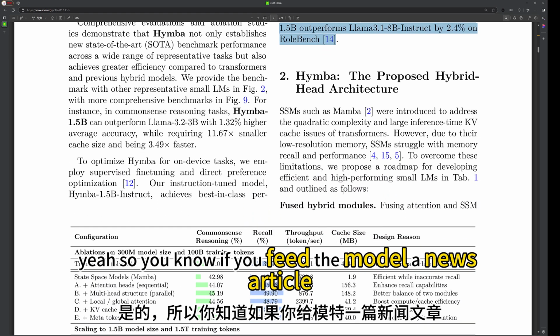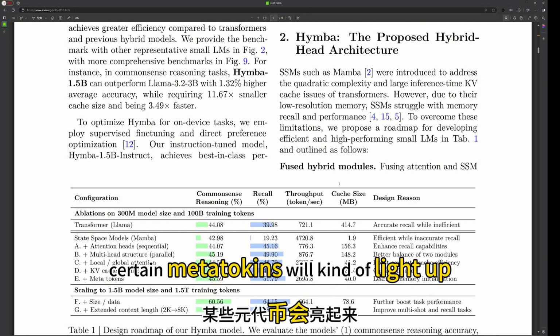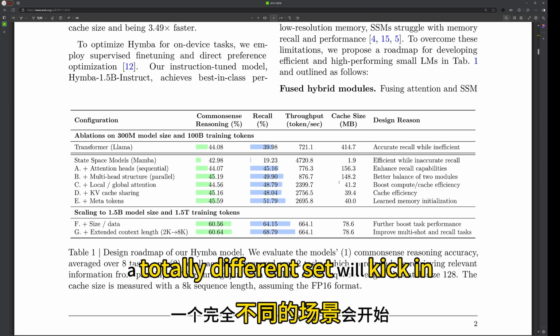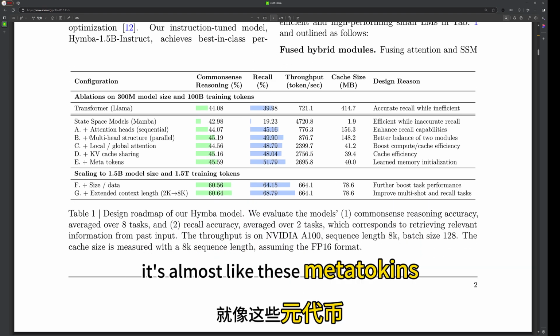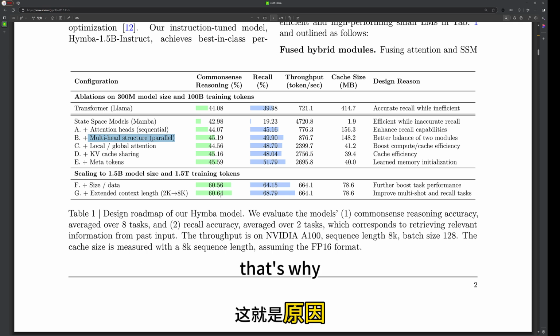So if you feed the model a news article, certain meta tokens will kind of light up. But if you give it a math problem, a totally different set will kick in. It's almost like these meta tokens encapsulate different types of world knowledge. That's wild. Yeah, it's really cool.